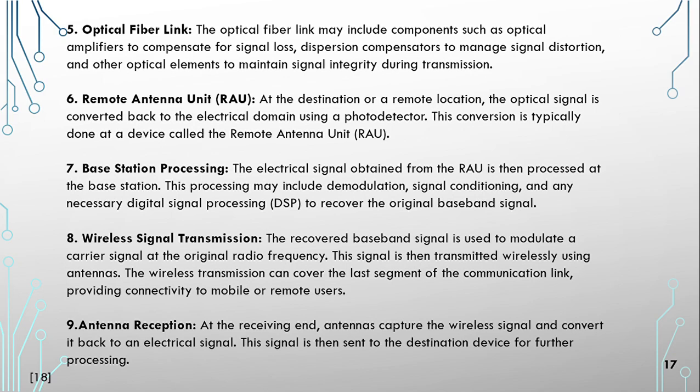The next step is the wireless signal transmission. The recovered baseband signal is then used to modulate a carrier signal at the original radio frequency. The signal is then transmitted wirelessly using the antennas. The wireless transmission can cover the last segment of communication link, providing connectivity to mobile or remote users.